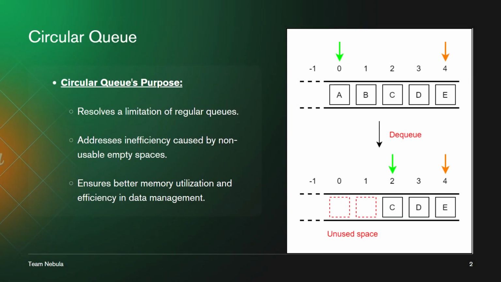Now, you might wonder, why do we need this circular queue? Well, it solves a significant limitation of the normal queue. In a regular queue, after some insertions and deletions, we end up with non-usable empty spaces, and that's not very efficient.